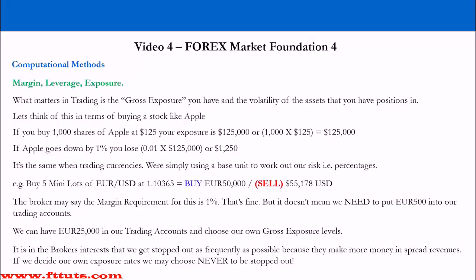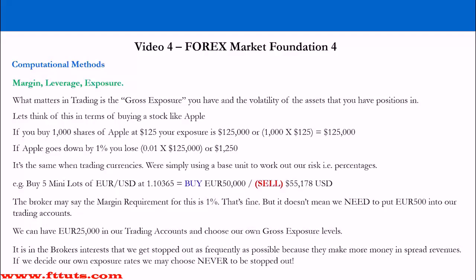So let's say we bought 5 mini lots of euro dollar at 1.10365. That's going to be 50,000 euros, so in base currency, 50,000. And in US dollars, 55,178, so in quote currency, 55,178. And let's say the margin requirement at the broker is 1%. That means you'd have to put up a minimum of 500 euros.